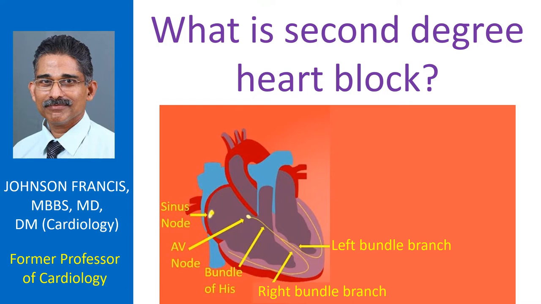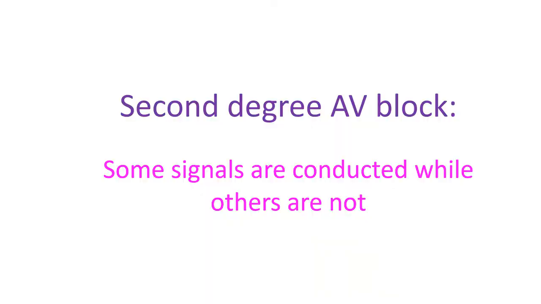Electrical system of the heart has also been discussed in detail earlier. In first degree AV block, all the signals from the sinus node are conducted to the lower chambers or ventricles with an extra delay. Complete AV block is a situation in which none of the signals are conducted to the ventricles. Second degree AV block is in between. Some signals are conducted while others are not.